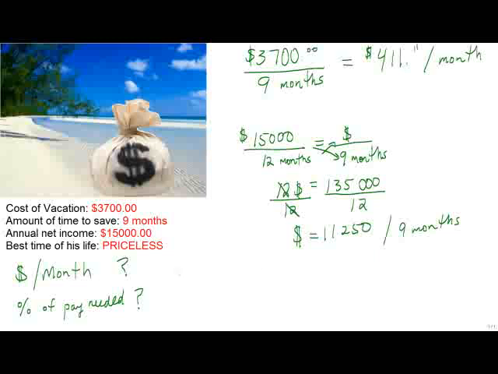So we just simply take the price of the vacation, $3,700, and we'll divide that by how much he's going to make in the next 9 months, $11,250, and that equals approximately 0.33. Now we're going to take this decimal and multiply it by 100 to turn it into a percent, and that's going to equal 33%. So he's going to have to save 33% of his income in the next 9 months in order to afford his trip.